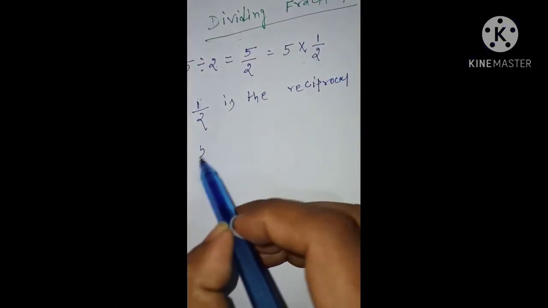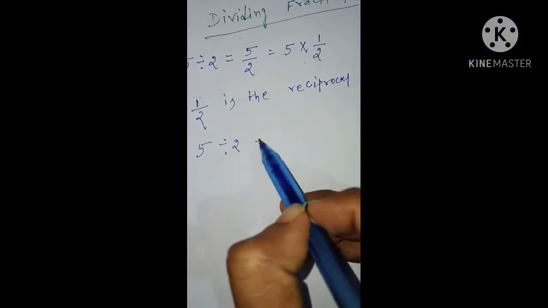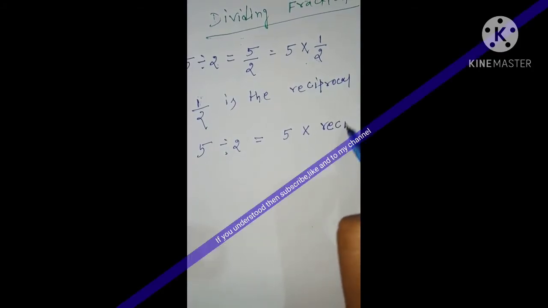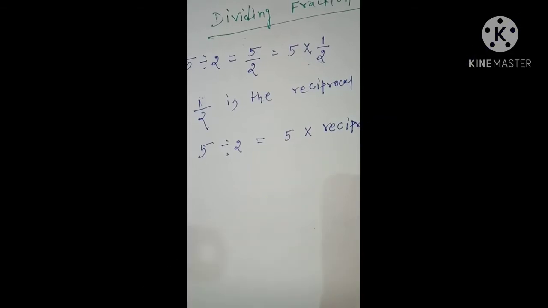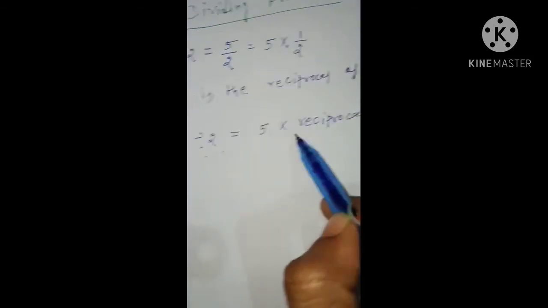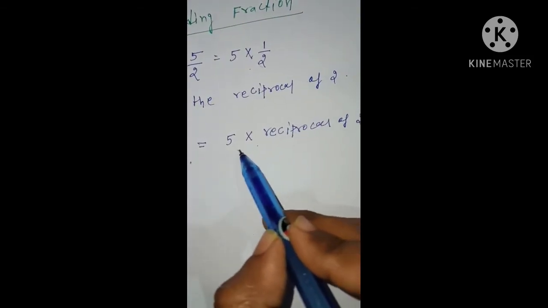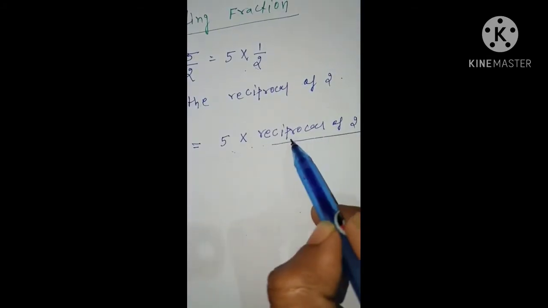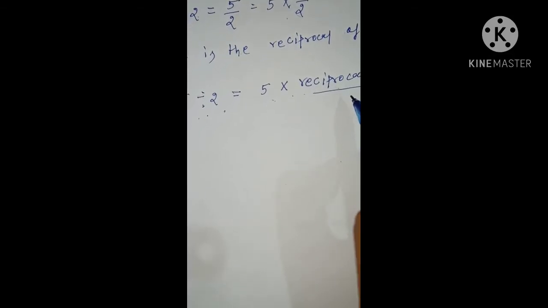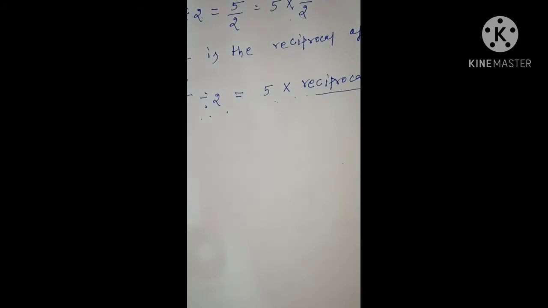So we can say simply, whenever it is 5 divided by 2, we can write directly 5 multiplied by the reciprocal of 2. Whenever you want to change division into multiplication, just multiply by the reciprocal of that term, the reciprocal of 2, then you will get the answer. Clear, all of you? Or simply you can say that division by any number is the same as multiplication by the reciprocal of that number. So for any division, you can multiply by the reciprocal of that number.